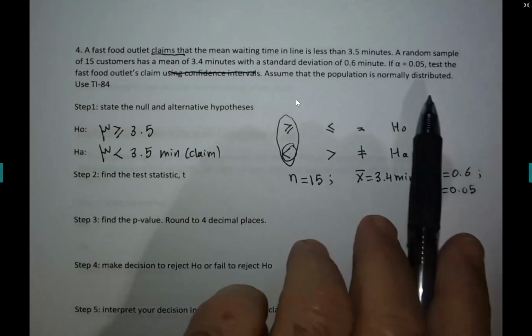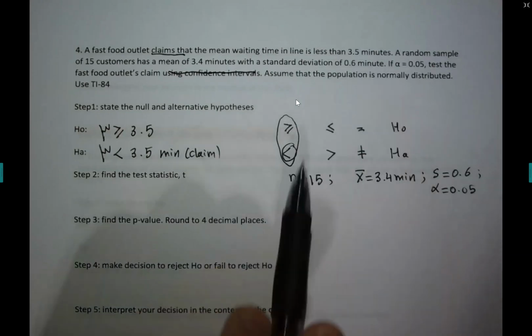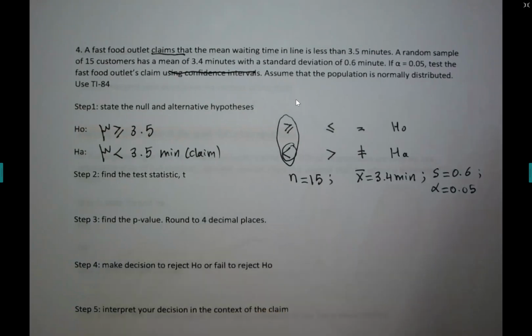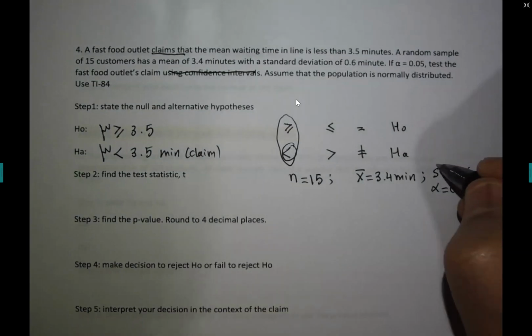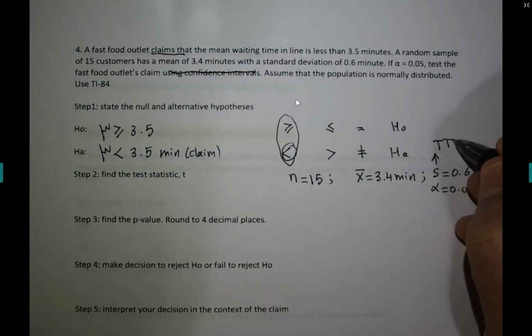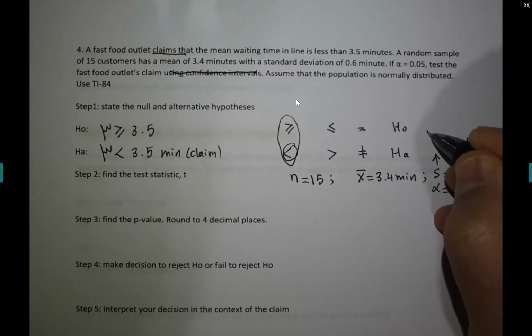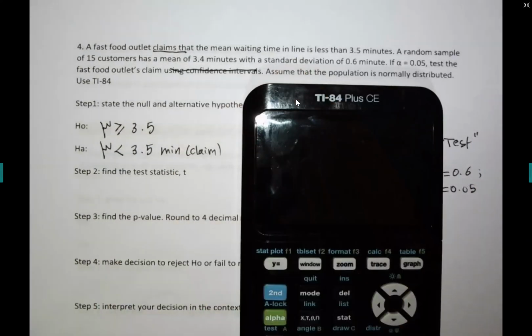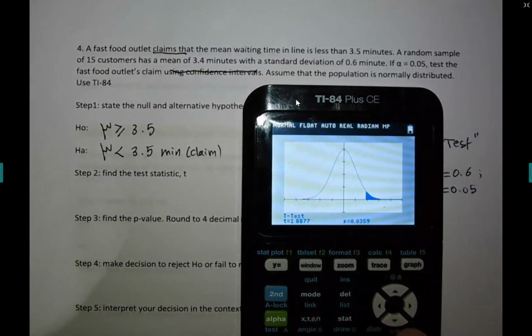The reason why he told us that the population is normally distributed is because he gave me a sample size less than 30. Then the original population must be bell-shaped. Okay, t-test, guys. There you go. I hope that the t-test is making sense to you now. And let's do it. Stat.